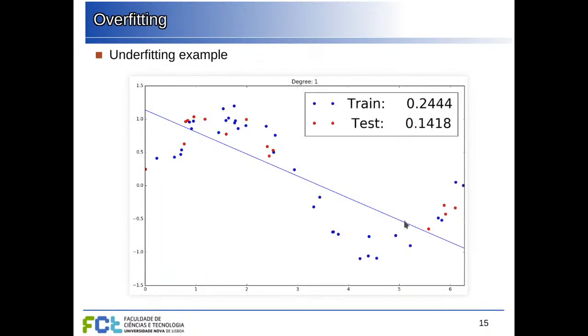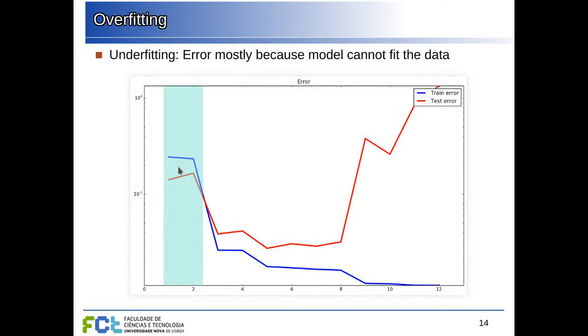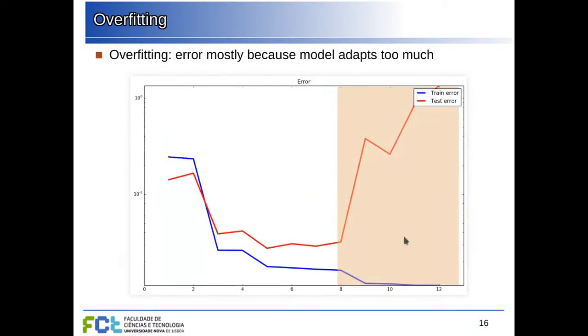So for example, this straight line will give us a large error on the training set, but also a large error on the test set. So this is bad on both sets because the model cannot adjust to the data. If we are on this side, this is overfitting because now the model is adjusting too much to the data. So even though the training error is very low, the performance outside the training set is very bad.